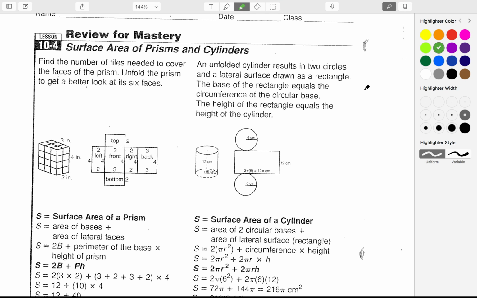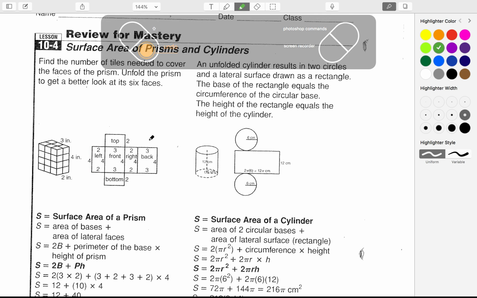Okay, for lesson 10-4, this is on surface area of prisms and cylinders. What you think of when you think of surface area is you should think of a cardboard box. So you start with a cardboard box like so, and if you smash it, it should look something like that. You have your top, your bottom, your left, your right, your front, your back.